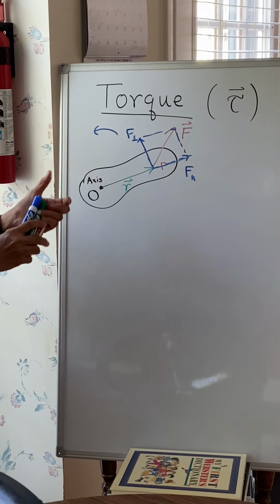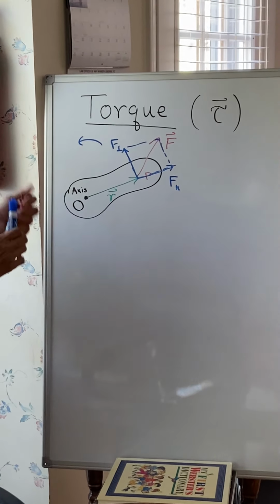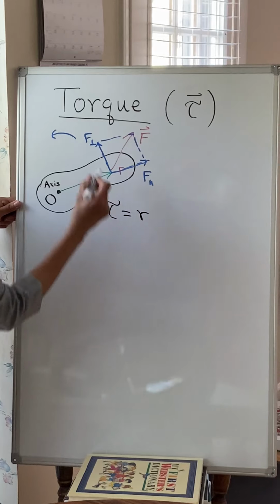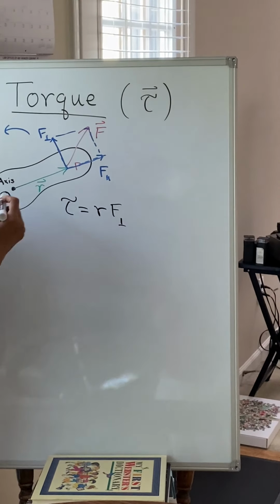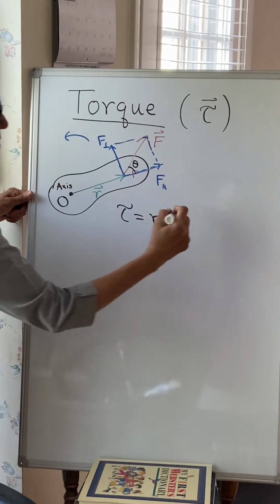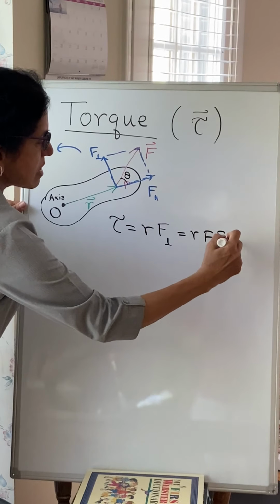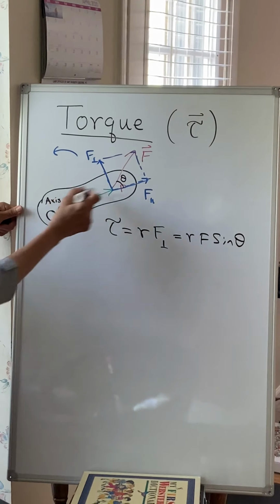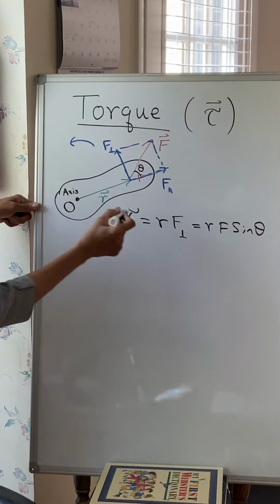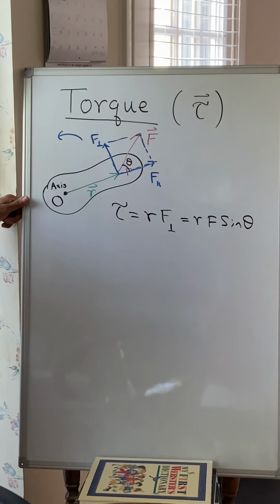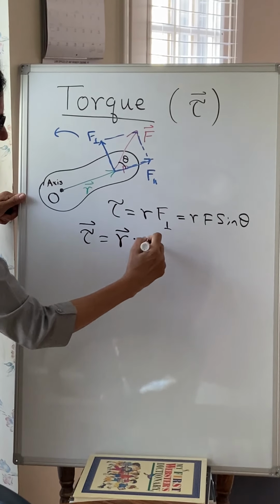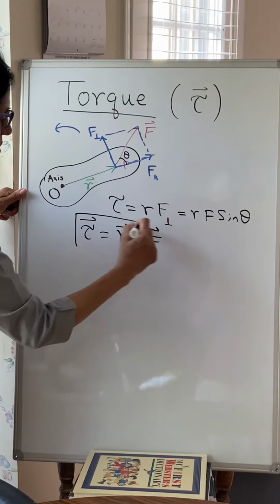So because of that, we write the torque tau to be R times the perpendicular component of the force. And if I know the angle between the R vector and the F vector, that's this angle here, F perpendicular is your F sine theta, right? So your torque is the distance R of the point times the force times sine of the angle between them. That begs us to write it as a cross product. So we write the torque as the cross product of the R vector and the force vector. So torque is equal to R cross F.